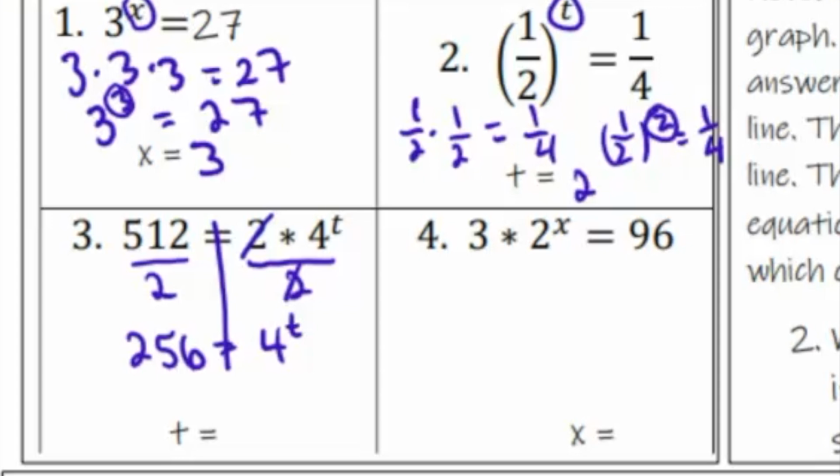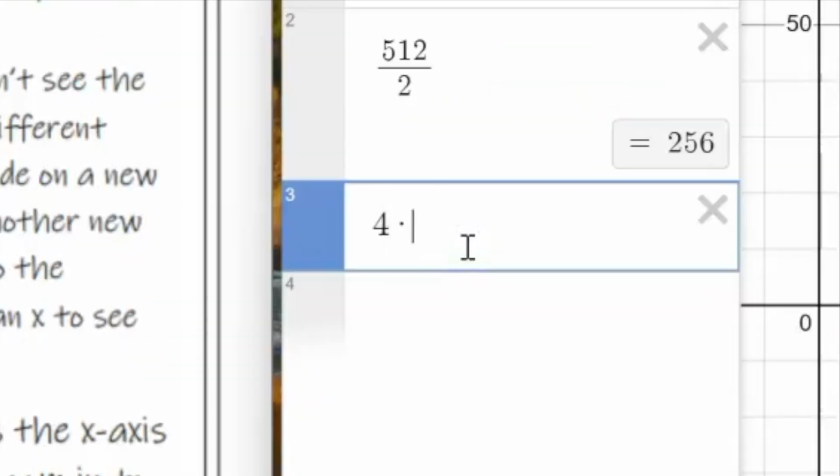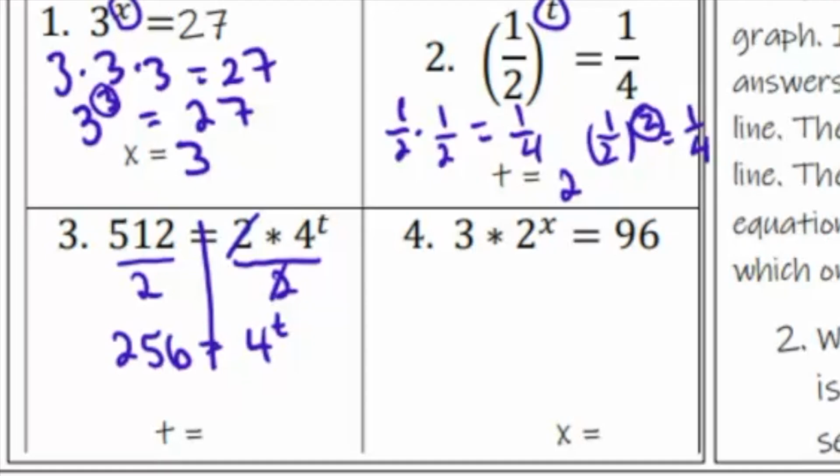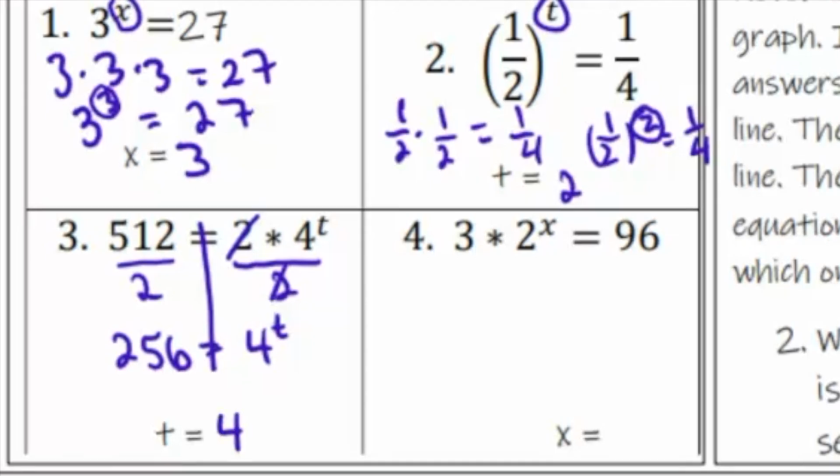So now it's become this question. The base is 4. 4 times what? 4 times 4, how many times is going to give me 256? 4 times 4, that's not 256, just keep going until I get what? 256. Boom. How many times did I do it? 4 times. So t is equal to 4 because 4 times 4 times 4 times 4 is equal to 256.